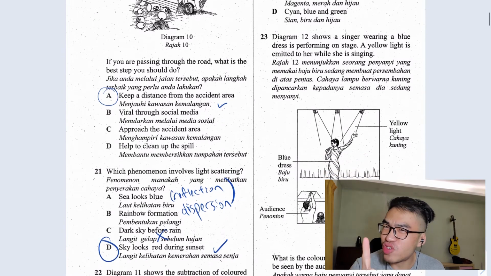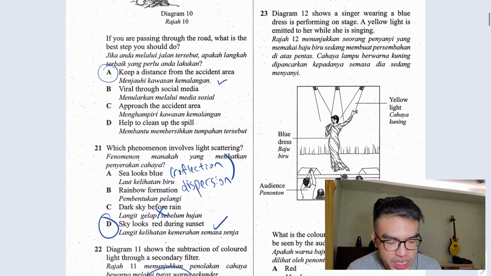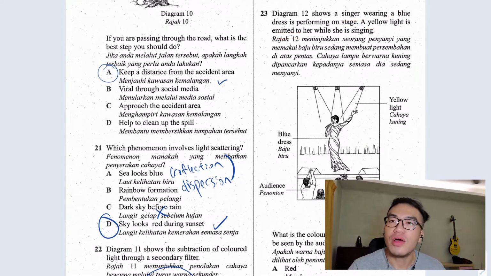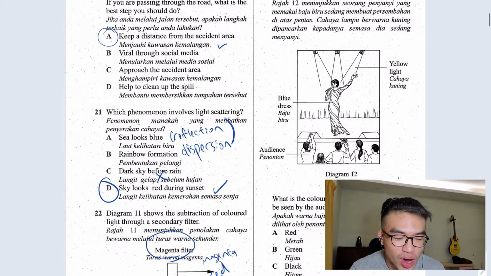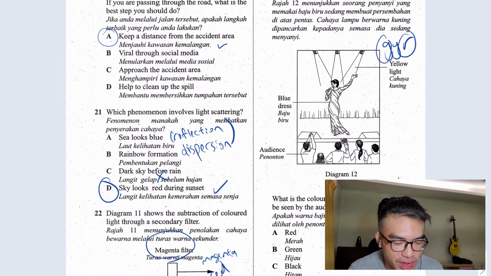Okay, question 23 is the tricky one, because if you see, the singer is wearing a blue dress, a yellow light is emitted to her. When you see secondary color, please split them into primary color first. This would make your problem so much easier to solve. If you look at yellow, according to our GYR, we know that yellow is made from green and red, so we should write here green and red.